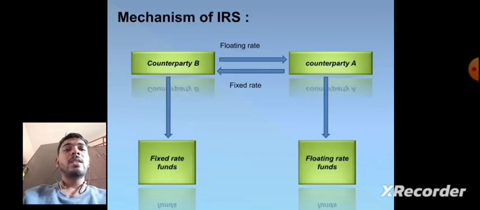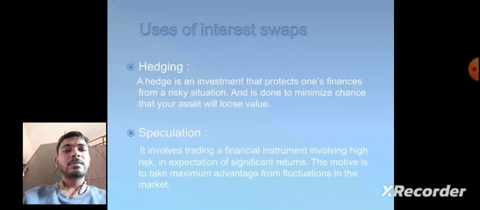Mechanism of IRS: Counterparty A, Counterparty B, floating rate funds, fixed rate funds. Use of interest rate swaps: hedging. A hedge is an investment that protects one's finances from a risky situation and is done to minimize the chance that your asset will lose value.